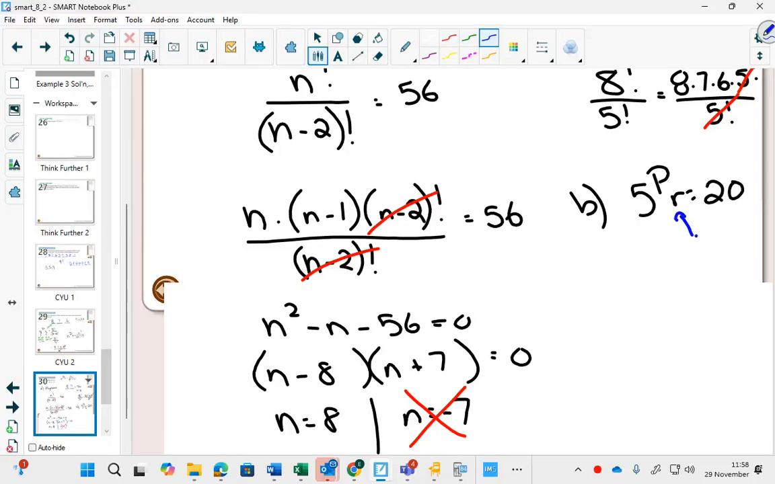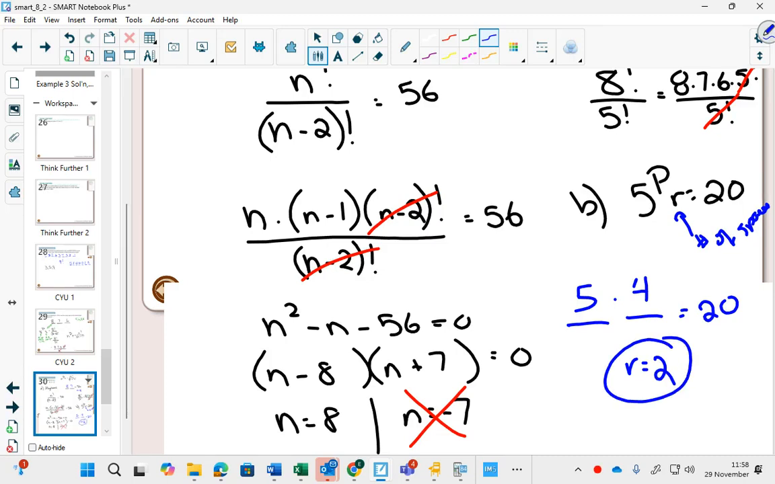I would say, I know this is your number of spaces. I know it has to equal 20. Is one space enough if I start with 5? No. 5 does not equal 20. If I add a second space, does it work? Yes. So there's 2 spaces, and R is equal to 2. And for this one, you only have to circle.